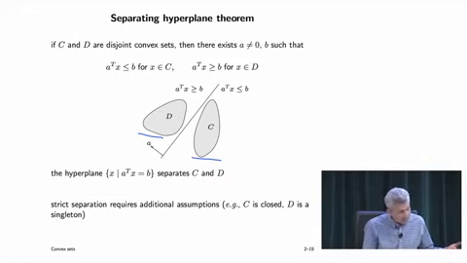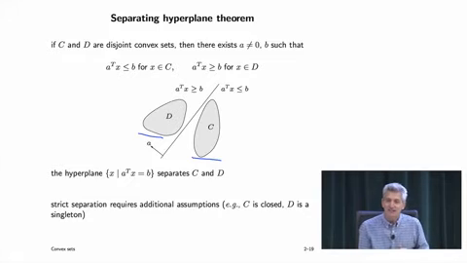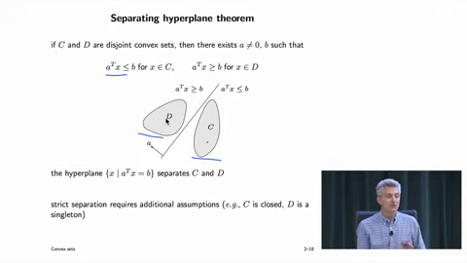Another way to say it, if you have taken a course on machine learning or something like that, is that there's a linear classifier that will distinguish C and D. And what it says is there is an affine function, or a linear function if you like, a transpose x, that is less than or equal to b on C, and more than or equal to b on D. So there's a sort of linear classifier.